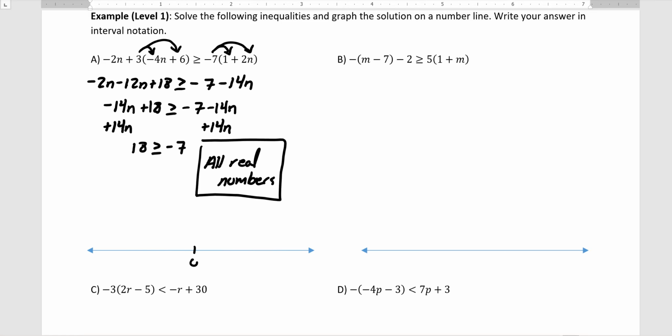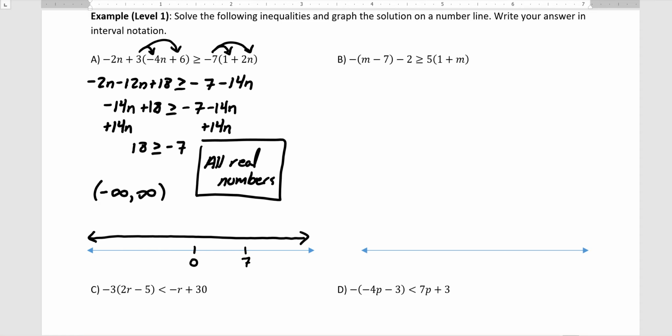So on my number line, what would that look like? I'd plot a couple points like 0 and 7, and then that number line would go all the way in both directions. What would that look like in interval notation? My smallest value would be negative infinity, and my largest value would be positive infinity. This is a true statement, which means all real numbers. So any number on the number line would satisfy this, so negative infinity to positive infinity is our solution in interval notation. Very nice.